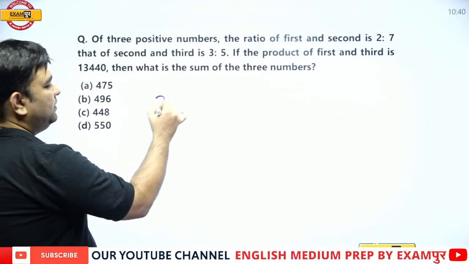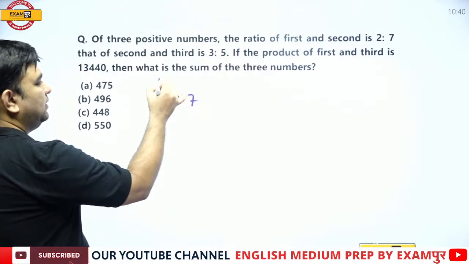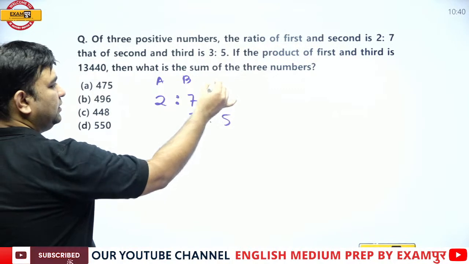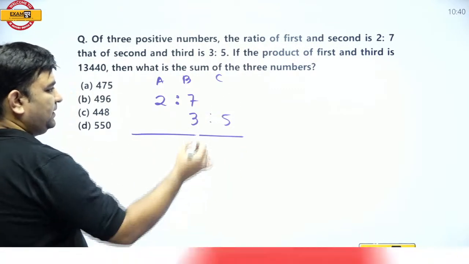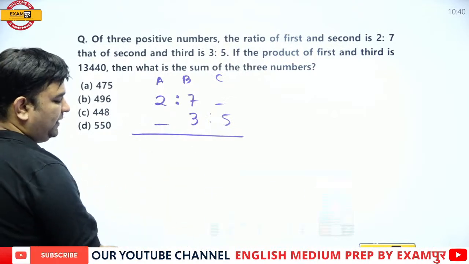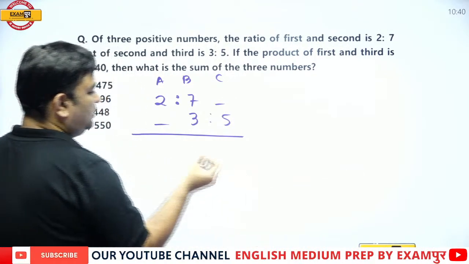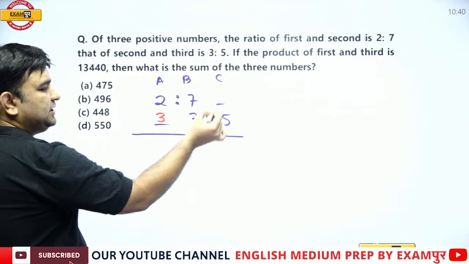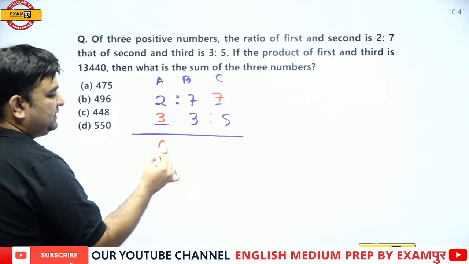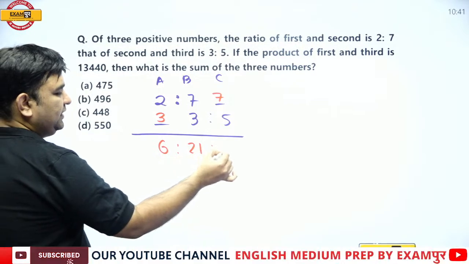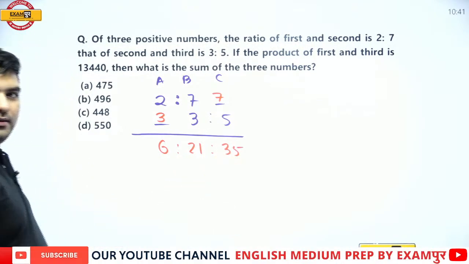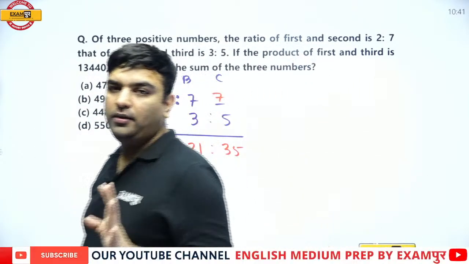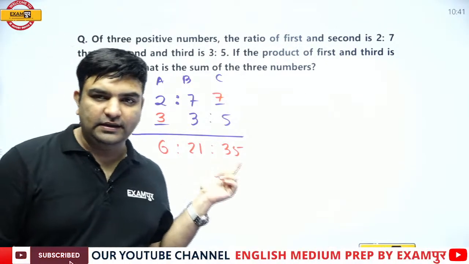First number, second number is in the ratio 2:7. Second number, third number is in the ratio 3:5. We can do it by the filling method. Fill this place by its nearest place, that is 3. Fill this place by 7. So A is 6, B is 21, C is 35. Now this is the question of the product. If the question was of sum, then we can directly deal in the ratios.